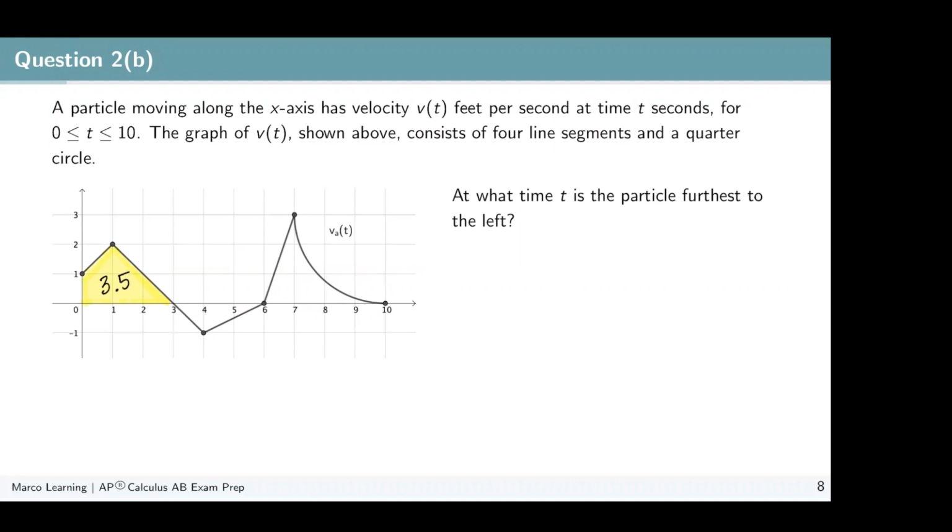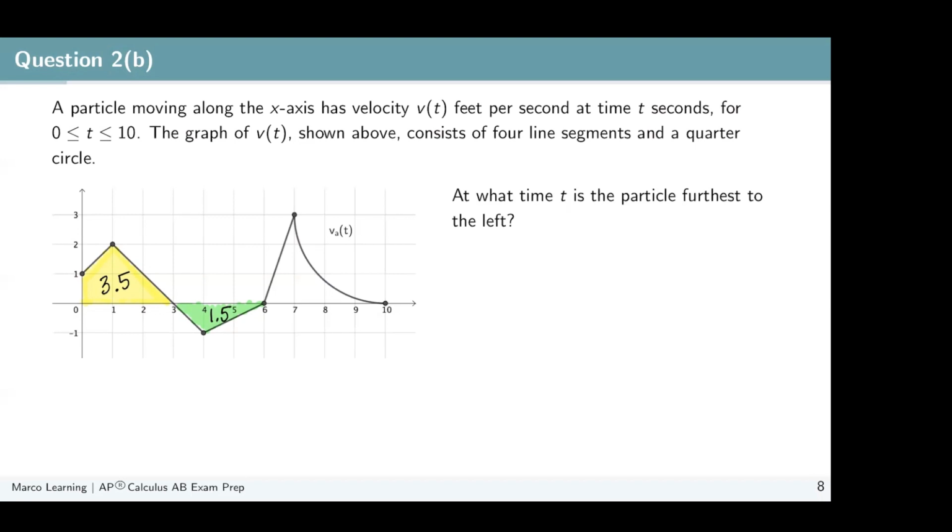So it has moved a distance of 3.5 units to the right. And then on the interval between 3 and 6, the particle is moving left. And we know this because the velocity is negative. So if we compute this area, we get 0.5 plus 1, so 1.5. And this is how far the particle has moved to the left.